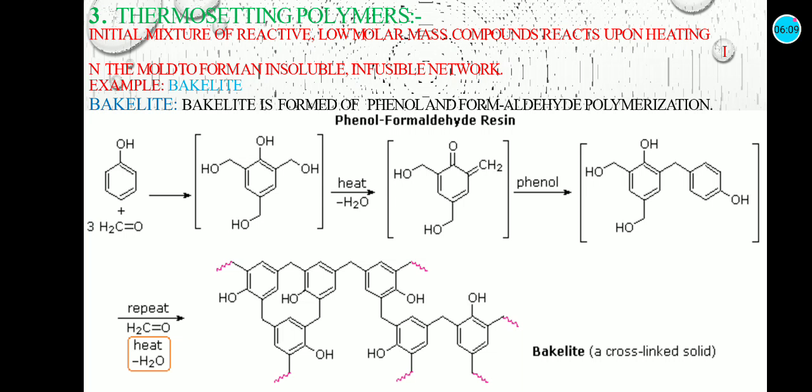Then third one is the thermosetting polymers. The initial mixture of a reactive low molar mass compound reacts upon heating in the mold to form an insoluble, infusible network. For example, bakelite. Bakelite is formed by phenol and formaldehyde polymerization. This is an example of bakelite. It is a cross-linked solid. On heating, H2O is released and the bakelite group is formed.